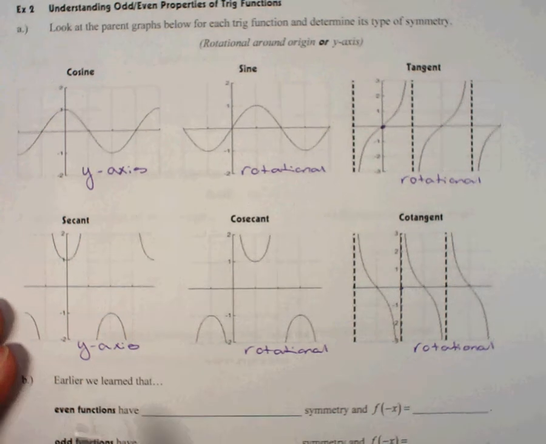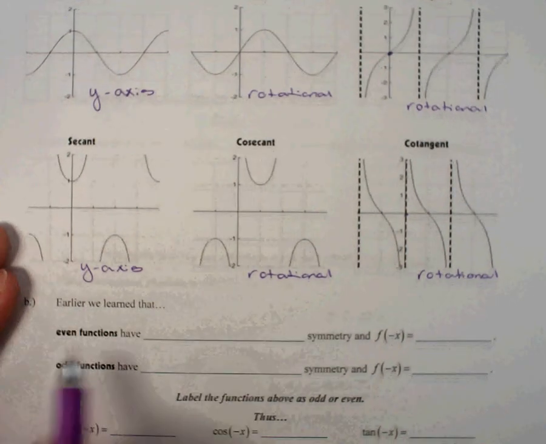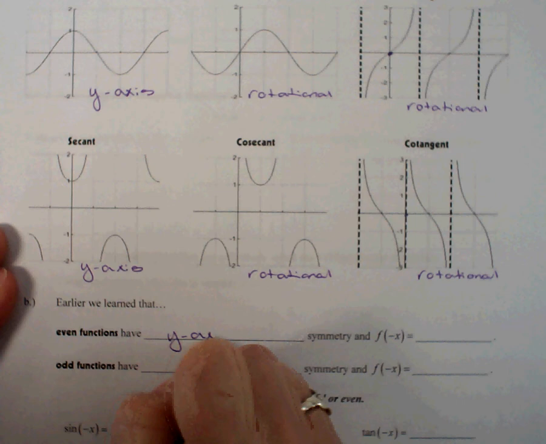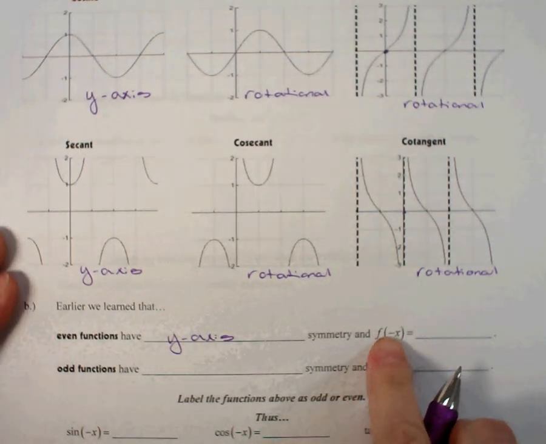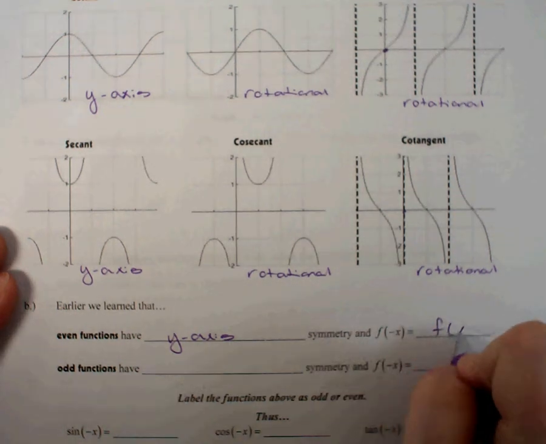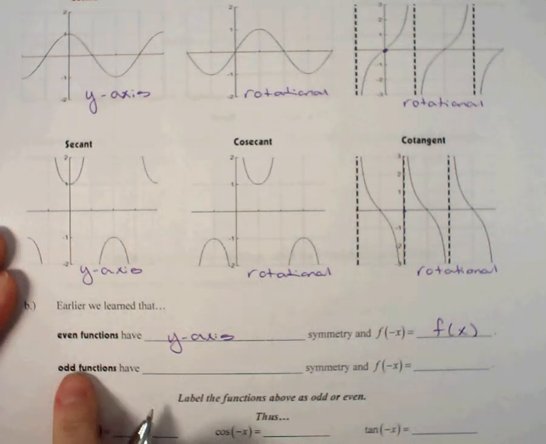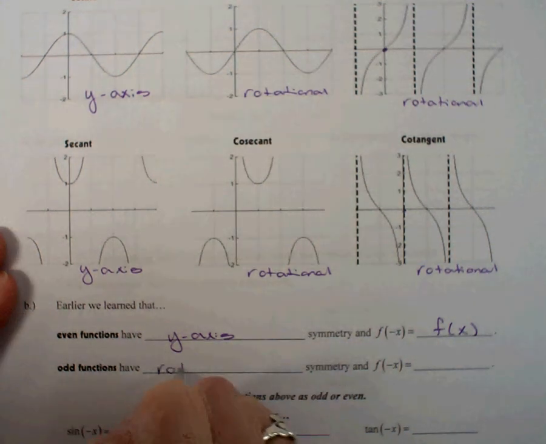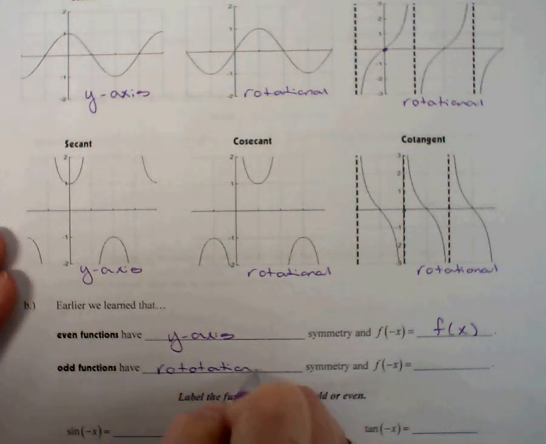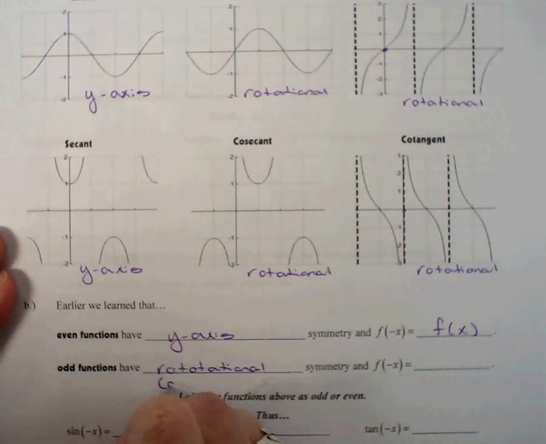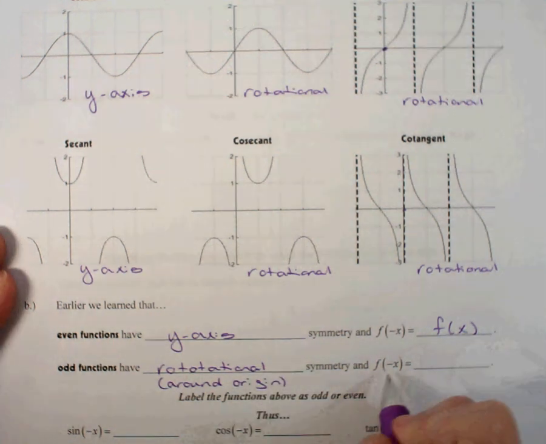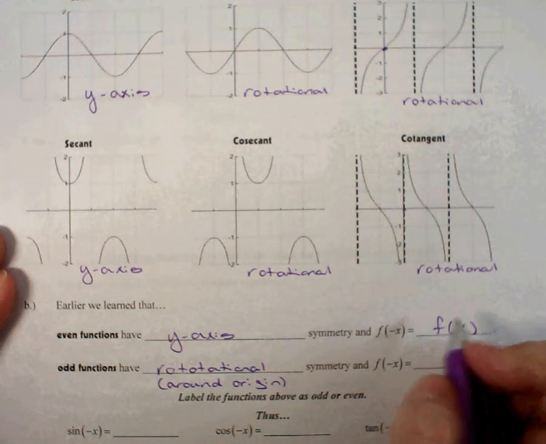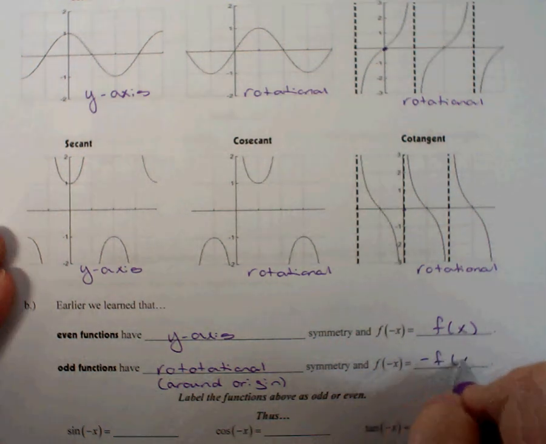Now, earlier in the year, we learned that even functions have y-axis symmetry. And we also learned that algebraically, that would mean that f of negative x equals f of x. We learned that odd functions have rotational symmetry. Now you may want to write a note that that does mean around origin. It's not any rotational symmetry, it's particularly about origin. And we learned algebraically that f of negative x would then be equal to negative f of x.